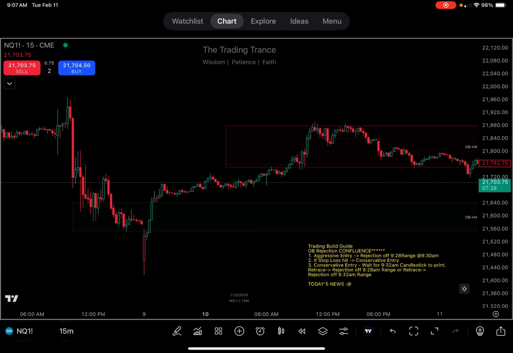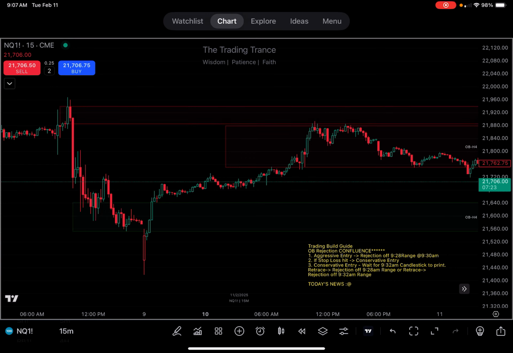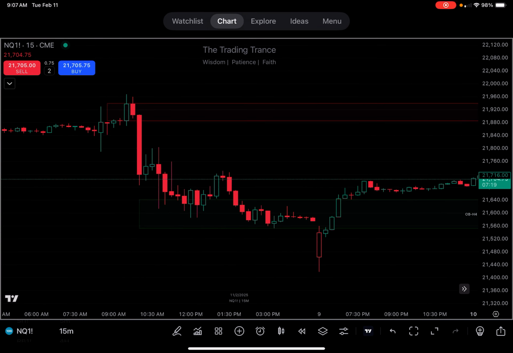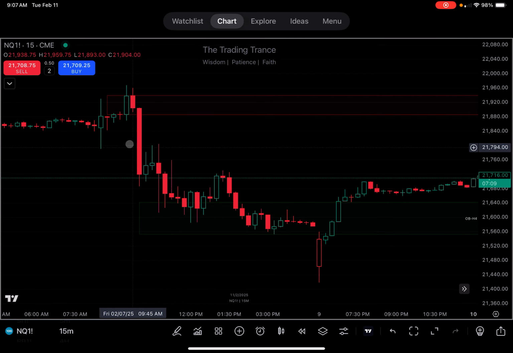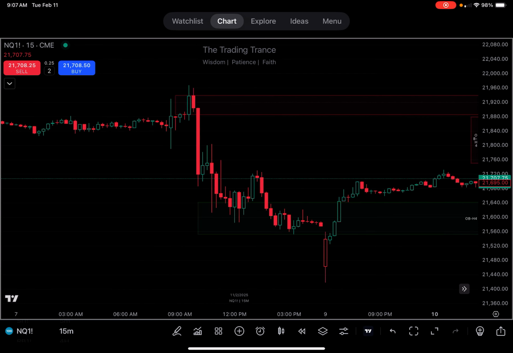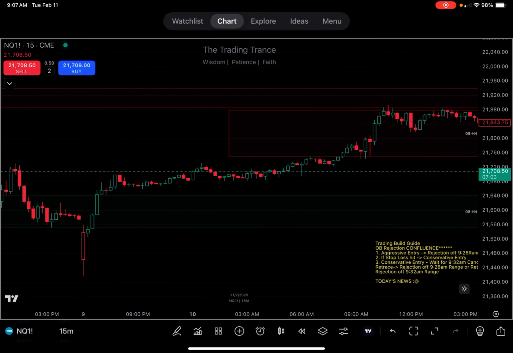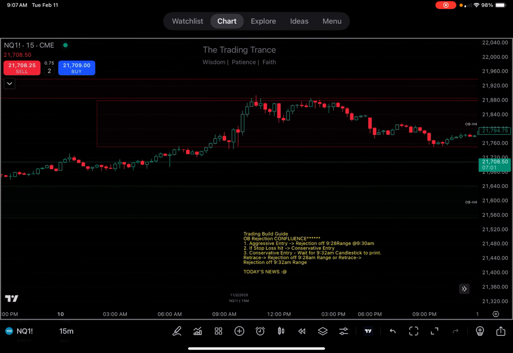And I only mark my order block bodies off unless the bodies are real small and the wicks are long. Say for instance, if I was using this order block right here, I would mark off this whole thing, the wick and the body, because the body is so small. But since I'm utilizing a bigger one, I'm only going to mark the body off.